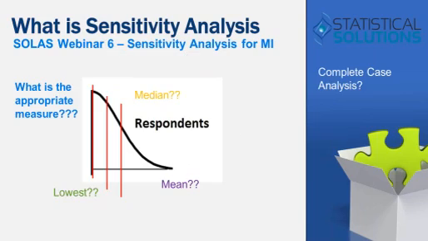So what is the appropriate measure to use to describe the group of respondents? Do we take the lowest value in that group, which would be closest to the actual mean for the population? Do we take the median or the mean? What do you do? And in the complete case analysis, that's what we are doing. We're looking at the distribution of only the respondents. And this is quite a tricky task for any researcher dealing with real data and missingness.